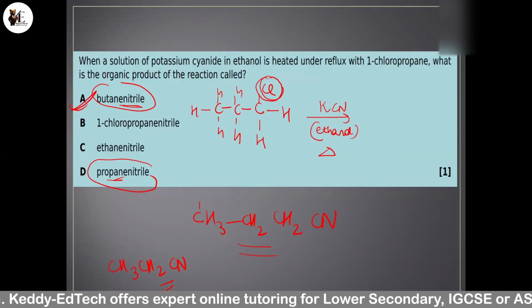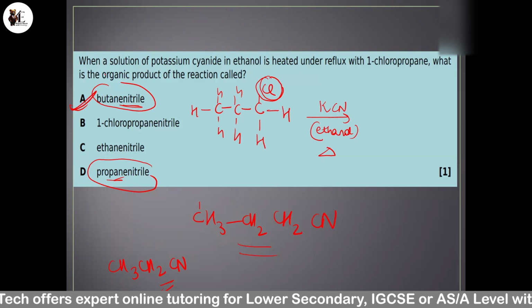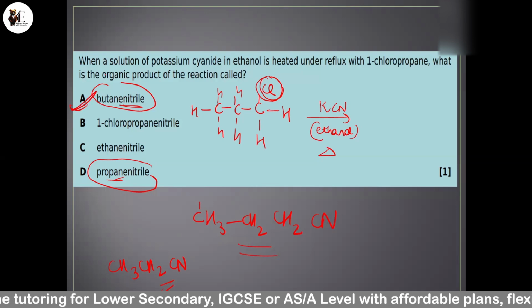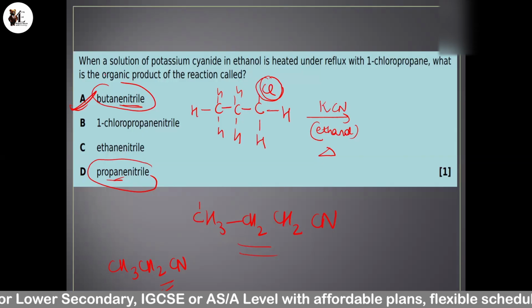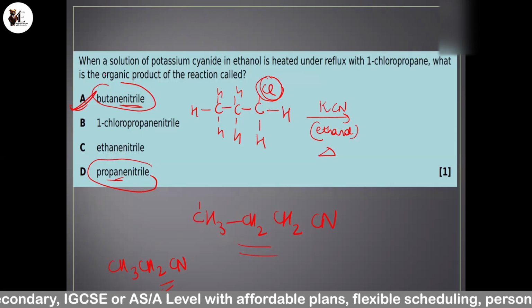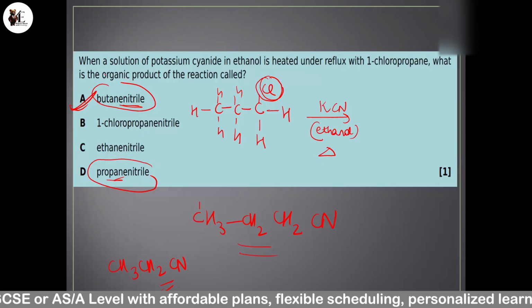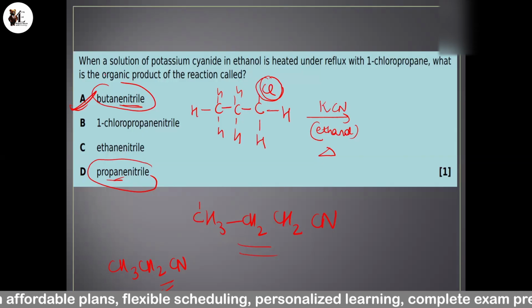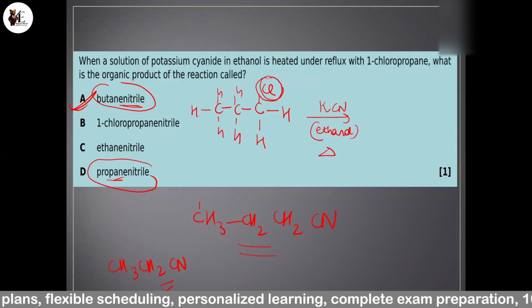Got it? You have to remember in cyanide, you include the carbon of cyanide also. So in butane nitrile, you have to include this nitrile carbon also. So there are 4 carbon atoms. So it is option number A, not option number D.